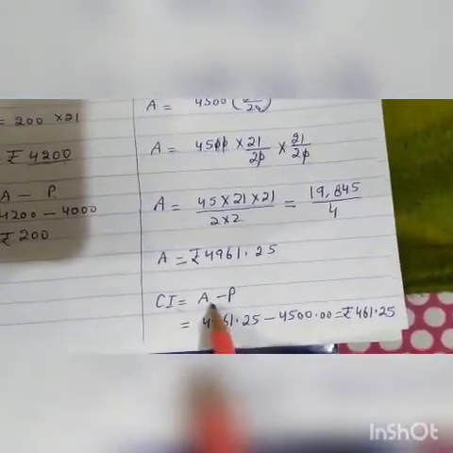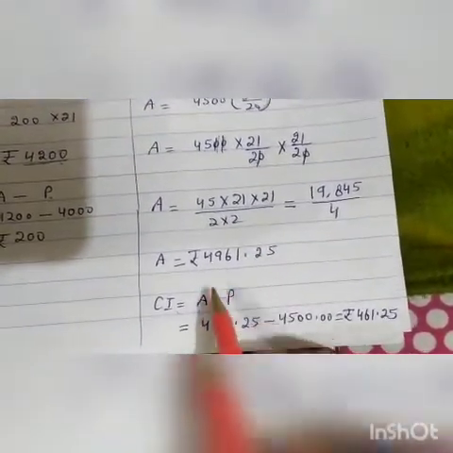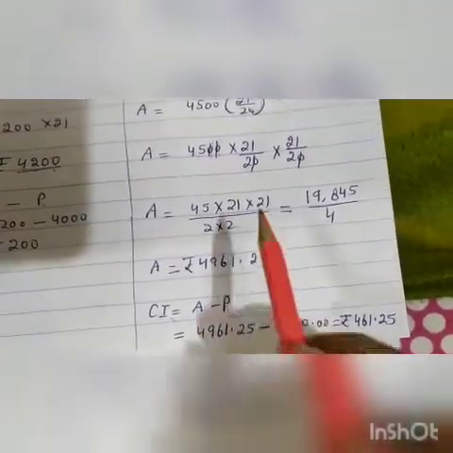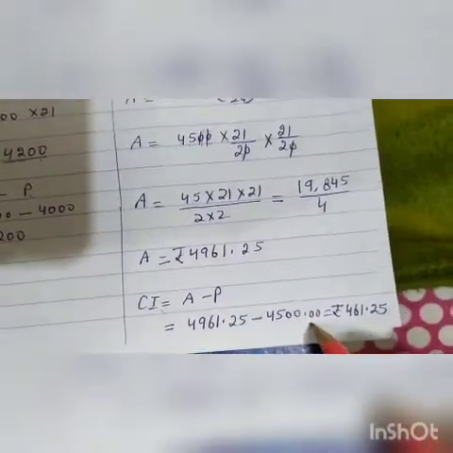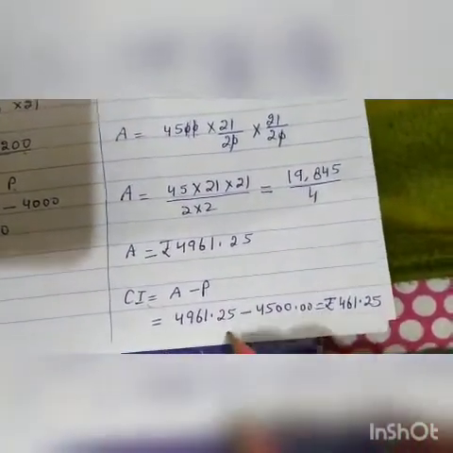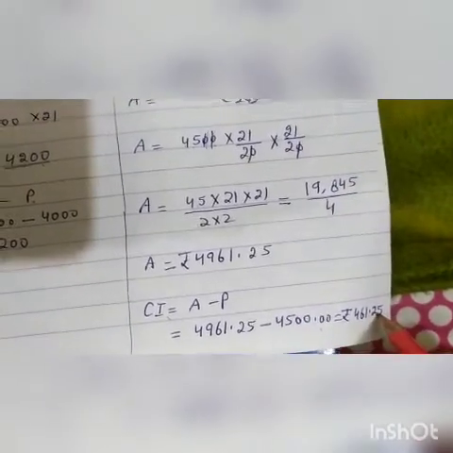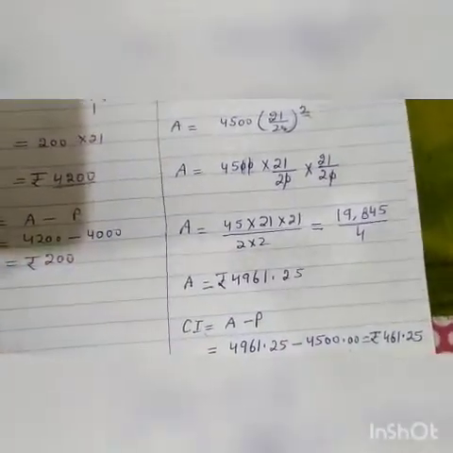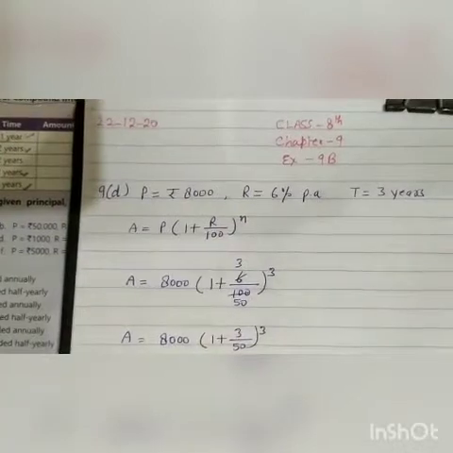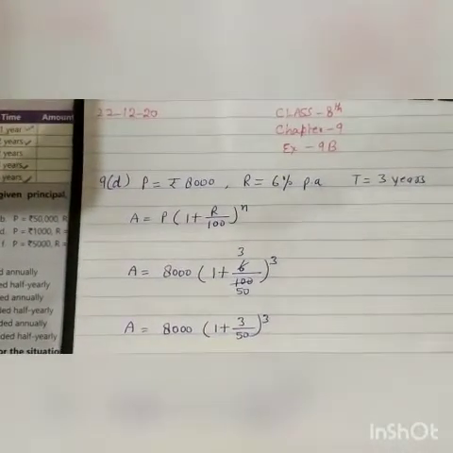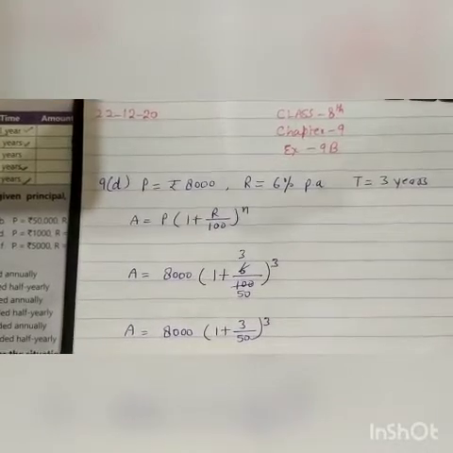Compound interest is equal to A minus P. A is 4,961.25 minus 4,500.00, we get 461.25. Now it's C part, you will do it yourself, same as we have done B part.